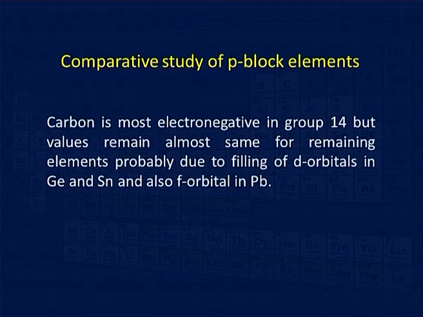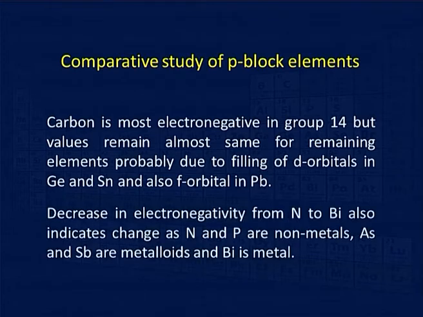These fluorine, oxygen and nitrogen are at the top of the electronegativity values. Carbon is most electronegative in group 14, but values remain almost the same for the remaining elements. It is probably due to the filling of d orbitals in germanium and tin, and also f orbitals in lead. Decrease in electronegativity from nitrogen to bismuth also indicates change, as nitrogen and phosphorus are non-metals, arsenic and antimony are metalloids, and bismuth is a metal. So, within the nitrogen group, you will find variation in the metallic property.